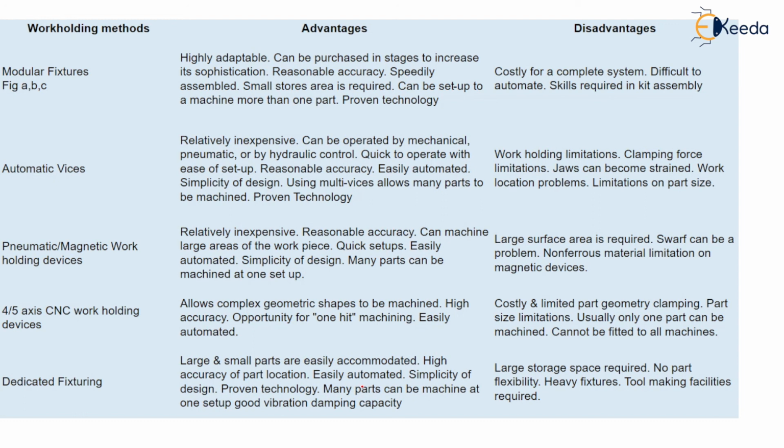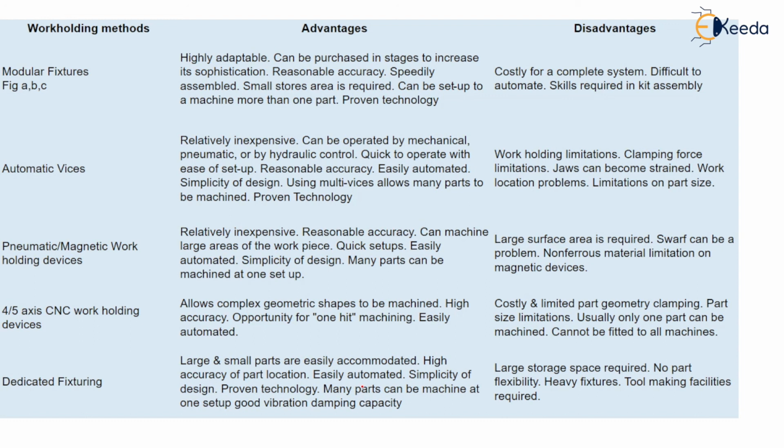And 4 and 5 axis CNC work holding devices allow complex geometry shapes to be machined, with high accuracy, one-hit machining, and easy automation. However, they are costly, with limited part geometry clamping and part size limitation. Only one part can be machined, and they cannot be fitted to all machines.